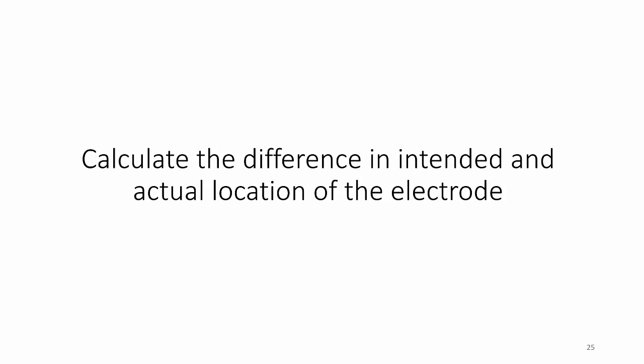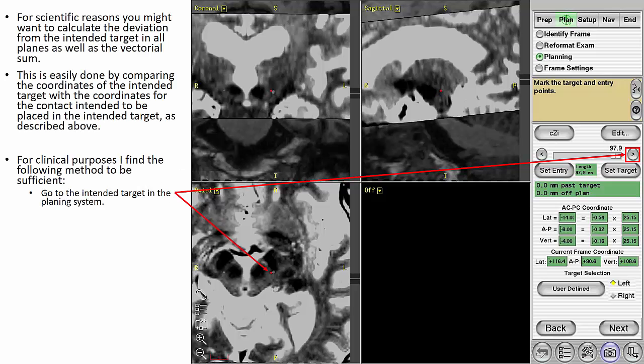We can now also calculate the difference in intended and actual location of the electrode. For scientific reasons, this might be of value. And you might want to calculate the deviation from the intended target in all planes as well as the vectorial sum. This is easily done by comparing the coordinates of the intended target with the coordinates for the contact intended to be placed in the intended target, as described above.